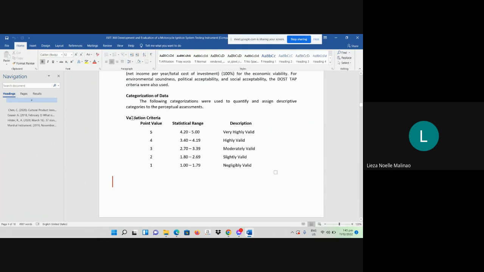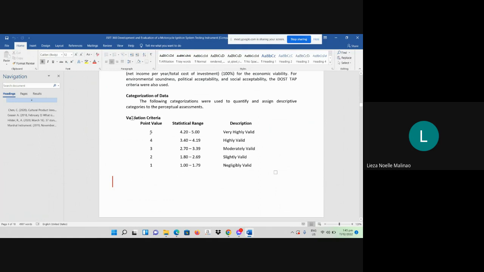If it is very, very good, very highly valid, na po description. The description, you just look at the description, allow yourself to be guided by the description. I did not provide that description. It is the authors who provided that description. They put it in their research paper. That's why we can read it here.